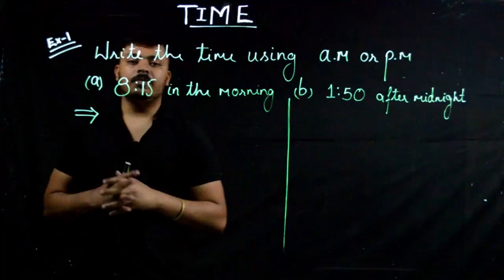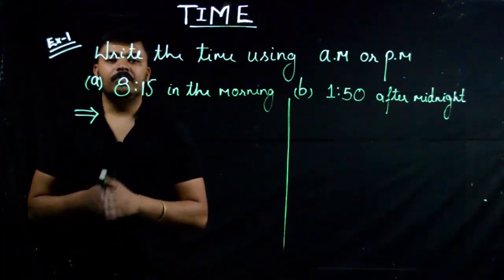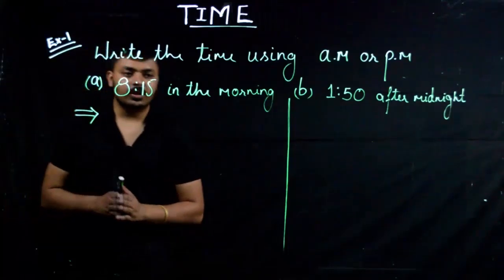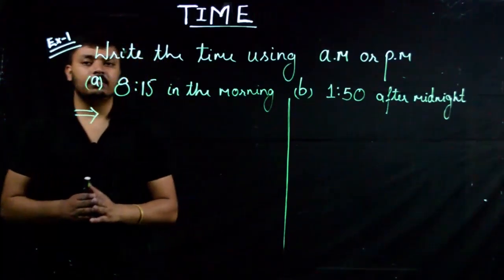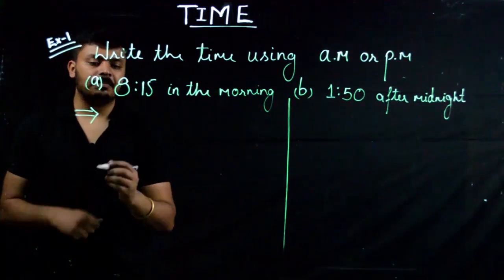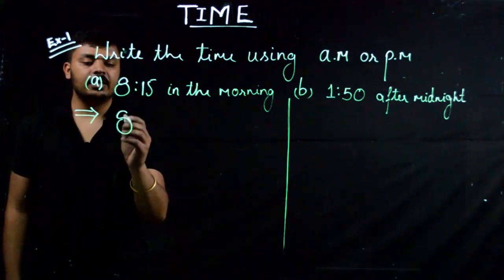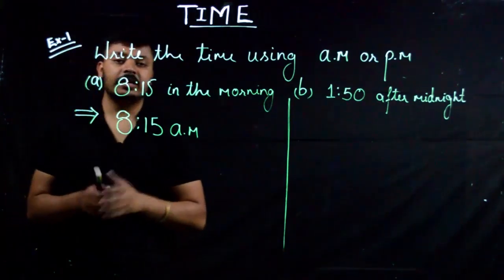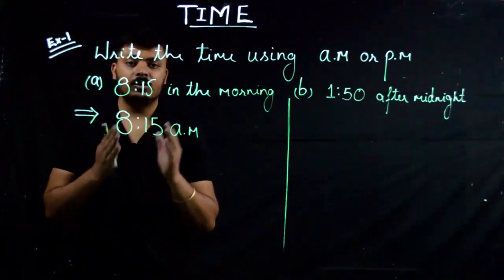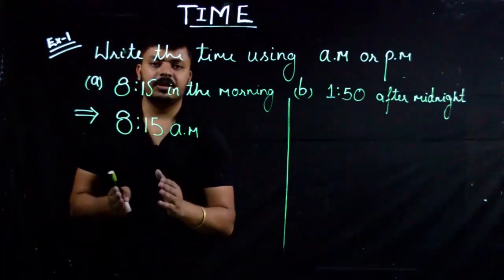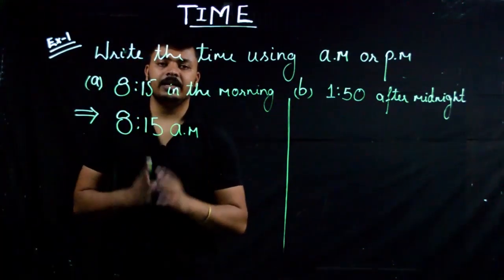We know that the time from 12 midnight to 12 noon is AM. So it is 8:15 in the morning. It means it is before 12 noon. So it is AM. So we write it as 8:15 AM. Please keep in mind that after 12 midnight to 12 noon, it is AM, and after 12 noon to 12 midnight, it is PM.